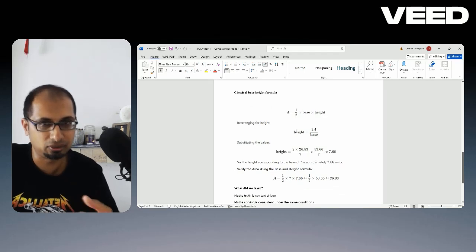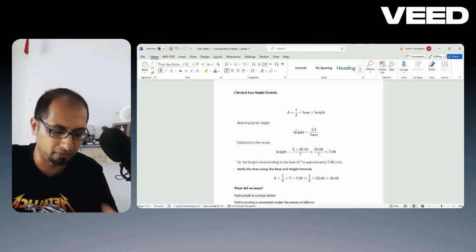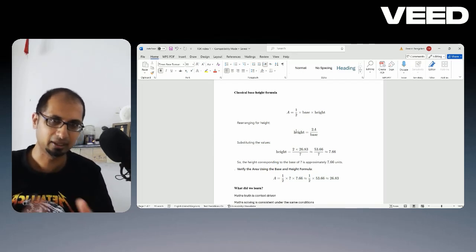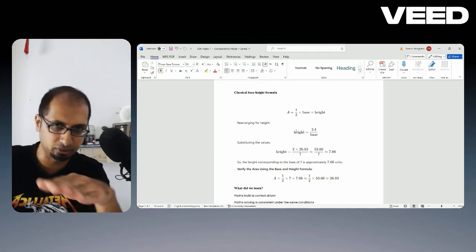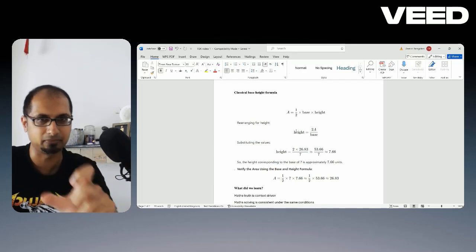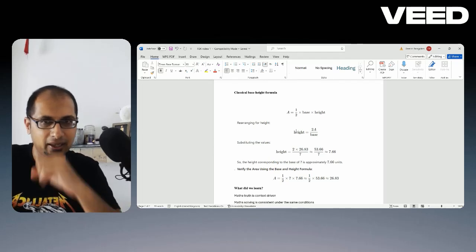So we are used to A equals half times base times height, which is half the area of a rectangle, because a rectangle is base times height. To get a triangle, you cut the rectangle in a diagonal manner, and that becomes half the rectangle, so half times base times height.